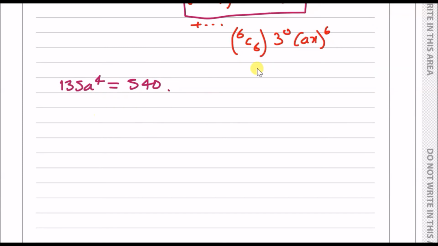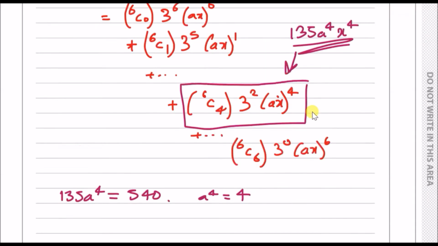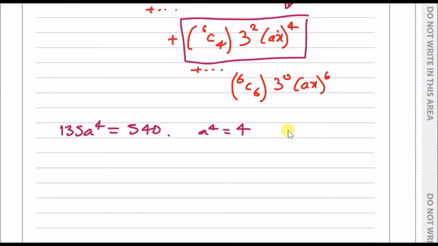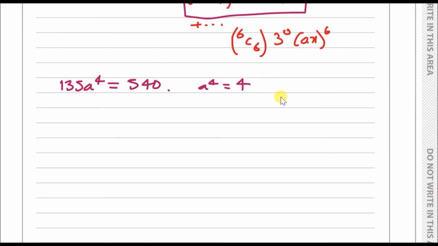So I'll divide by 135 across. You get a to the 4 equals 4. Now this is the part where you've got to be careful, because they don't explicitly tell you to find it in exact form. You could just find a fourth root, but I'll do it step by step. I'll find the square root first: if we square root both sides, you get a squared equals 2. And if we square root this again, you get a equals plus minus root 2. And that's your two solutions for a, plus minus root 2.